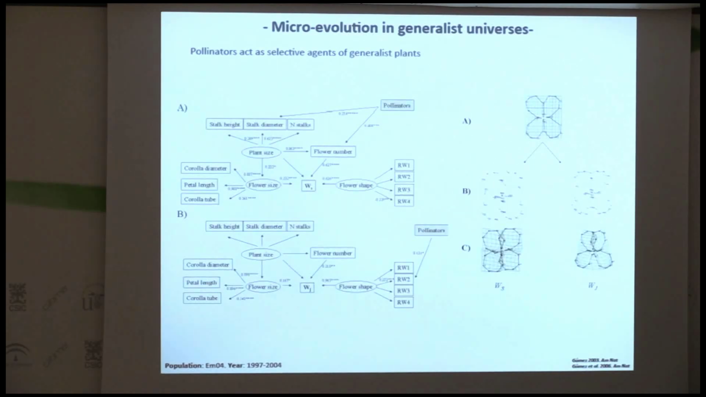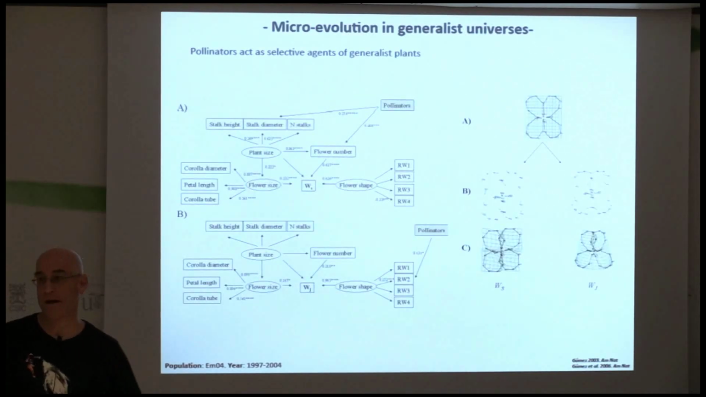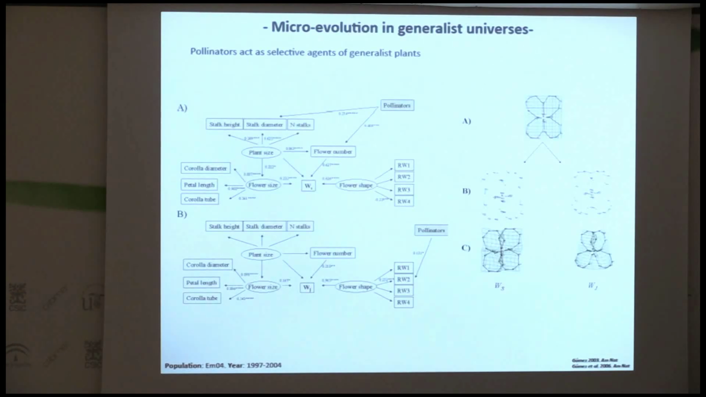Another thing that is important, that not many people believe, is that even in generalist systems, pollinators may act as selective agents of plant traits. This has been proved many times. This is just an example of another population of Erysimum mediohispanicum. You can see here a path analysis and structural equation modeling in which we have here fitness.